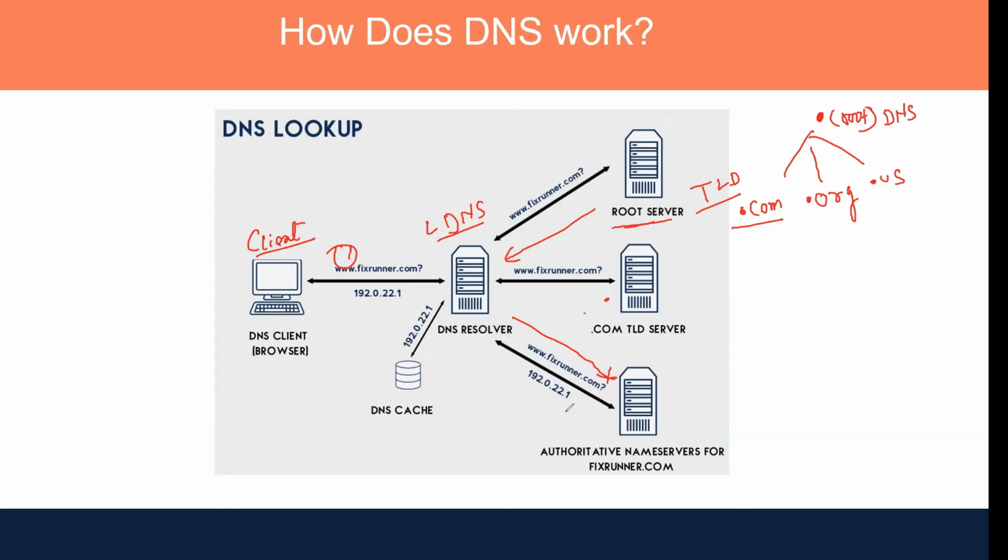Now this would respond with, yes, this is the IP of fixrunner.com, and the DNS resolver would store that IP in the cache, and then send that IP to the DNS client. Now, wherever fixrunner.com is located over the internet, the query would go there. I mean, the HTTP request would go there. That's how the DNS system works.